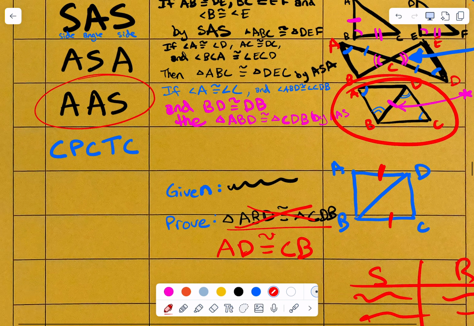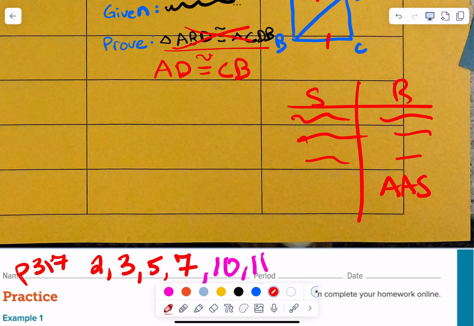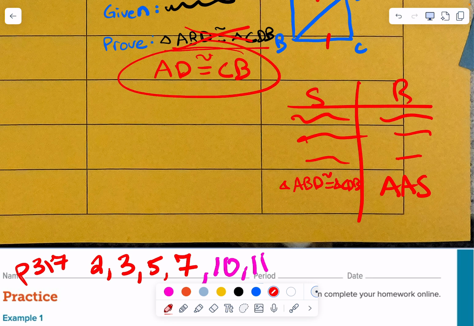This last one we proved with angle, angle, side. So I'll just do that as an example. By angle, angle, side, we know that triangle ABD is congruent to triangle CDB. I know that by angle, angle, side, but that's not my last statement. That's not my last line of my proof because I still need to prove that AD is congruent to CB, right? I still need to prove that, okay?